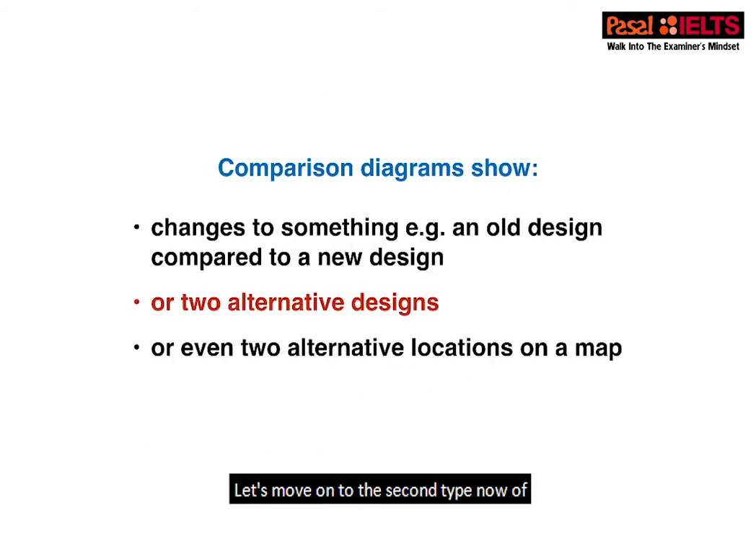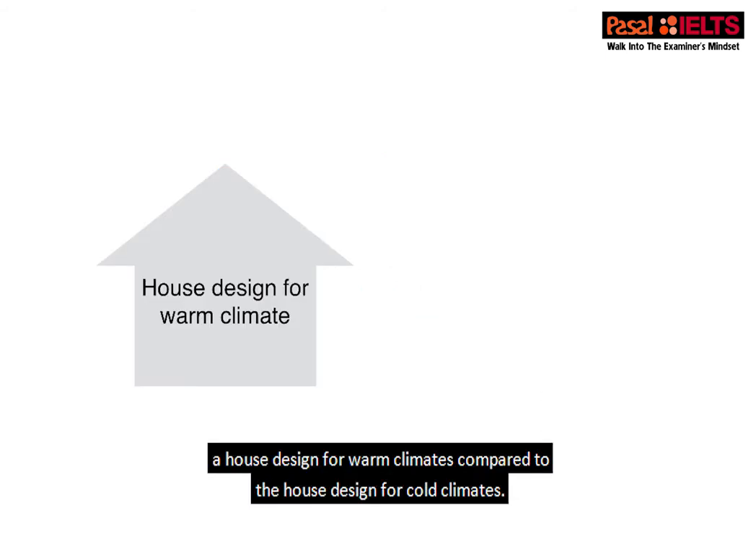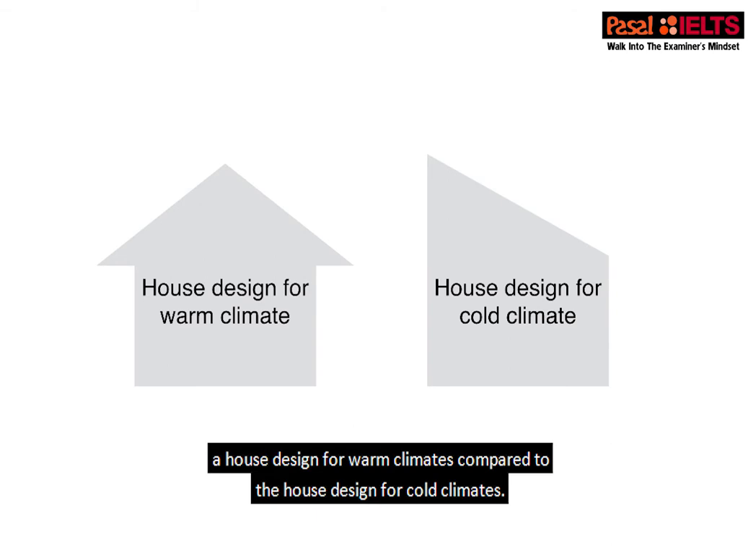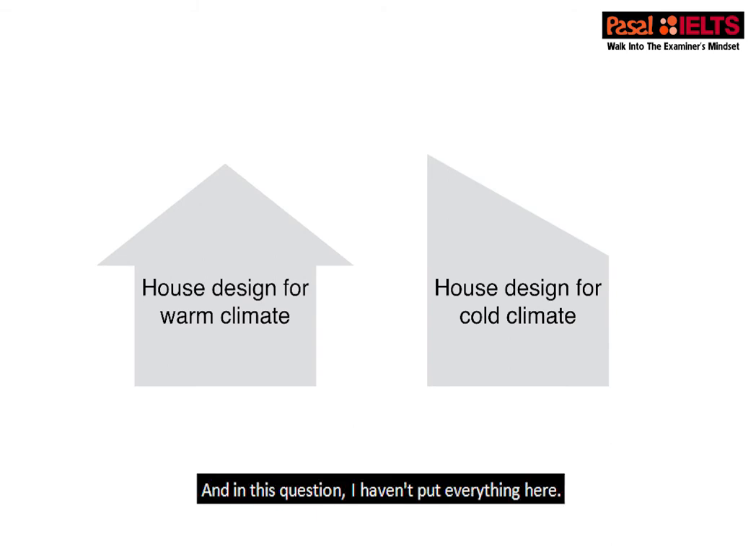Let's move on to the second type now of comparison diagram, the two alternative designs. And in another of the official IELTS books, there's a good example of this. You see a house design for warm climates compared to the house design for cold climates. And in this question, I haven't put everything here. This is just a very quick sample of what the question looks like.